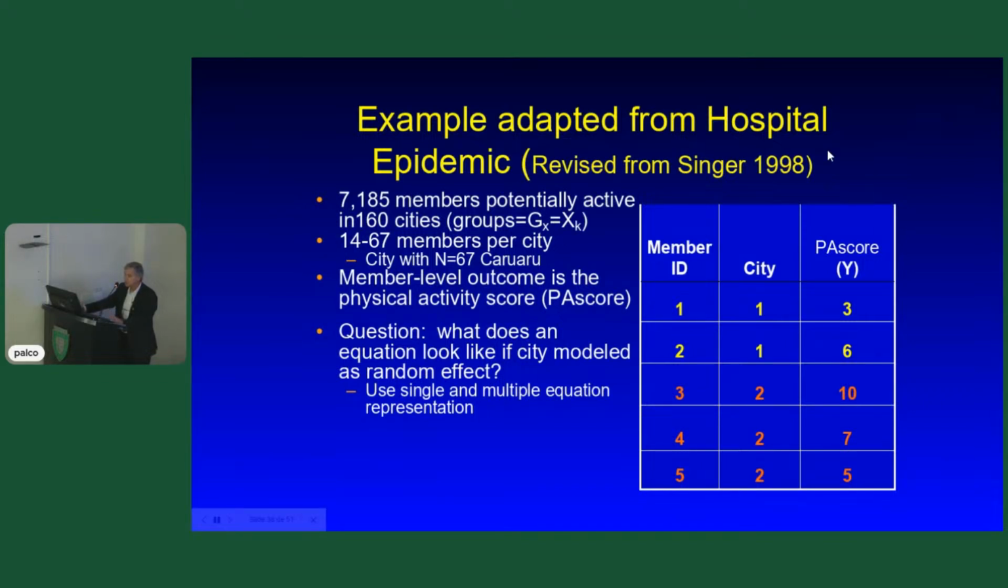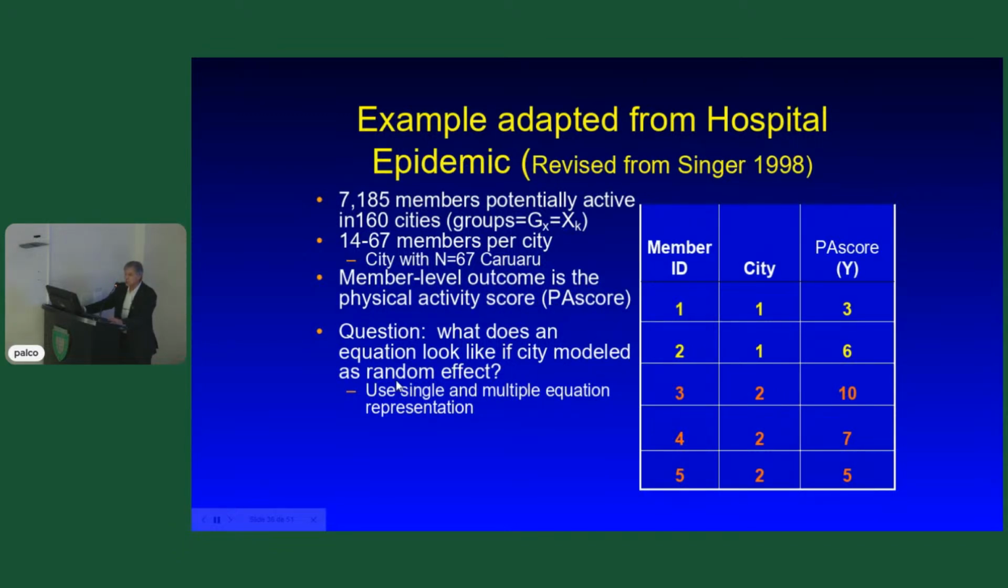Here, this is modified from Singer's hospital epidemic example. I just say these are my 7,185 members collected at 3 points in time in Pernambuco State from those 80 cities in the first survey, 80 cities in the second, same 80 cities, but a random sample of their population. So it's a cross-sectional survey, okay? Average of 14 to 67 members per city. The largest number was in the city of Caruaru, a very famous city in Pernambuco State, with 67 members. Member level outcome is the physical activity score.